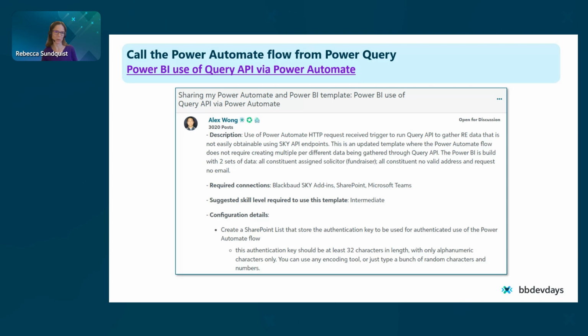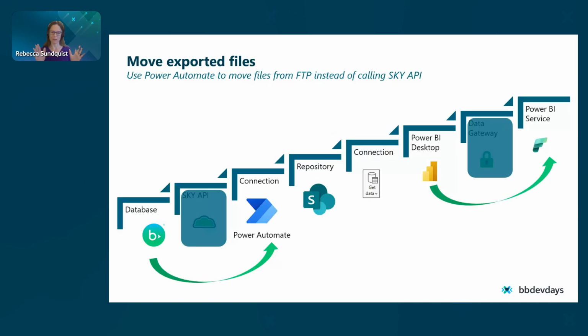And of course, that's a big red flag. But Alex Wong has posted a template that adds in some authentication, saying, let's store an authentication key in a SharePoint list. If Power BI is able to access that list and Power Automate is accessing that list and those keys match up, then we're going to allow access to that flow. So that is an option to explore if you're very desperate to cut out the middleman of SharePoint.